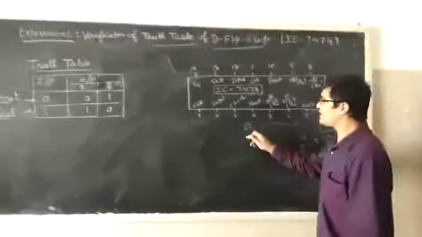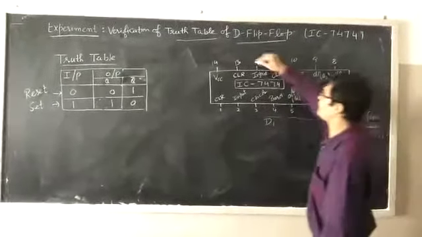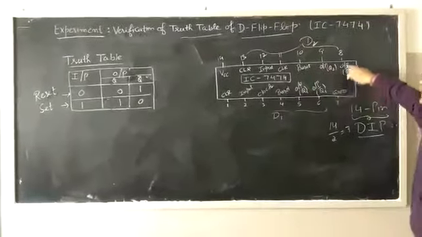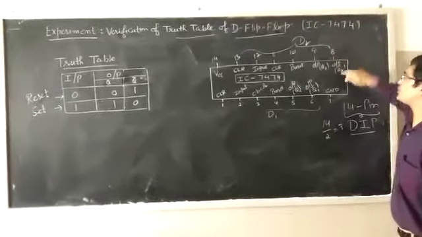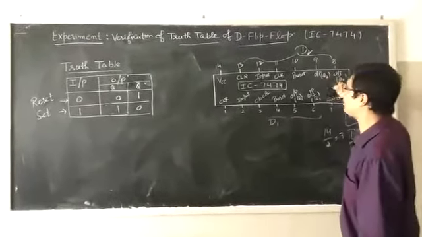Here you can visualize that a single IC contains 2 flip-flops. This is for D1 and this is for D2. So here you will get 8 for D2's output Q2 bar. 9 is D2's output Q2. These are complements of each other.